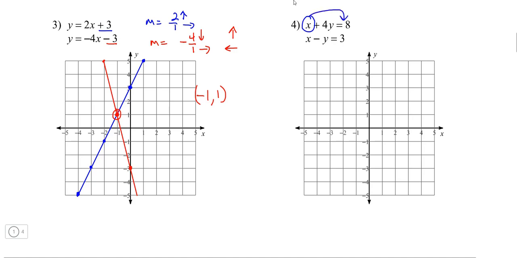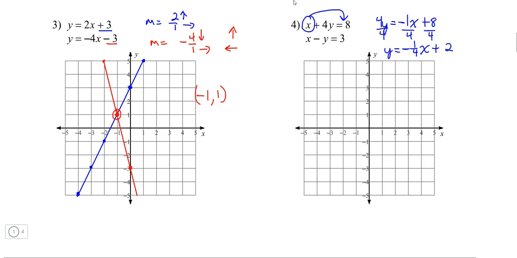So this becomes 4y equals -1x. I would recommend writing the 1 plus 8. Then we have to divide by 4. And we get y equals -1/4 x plus 2. So now we can graph that.